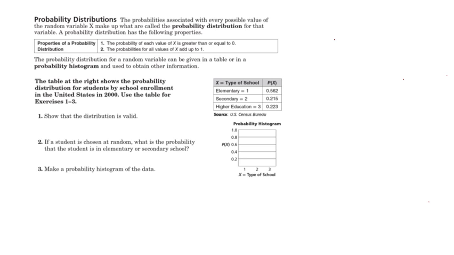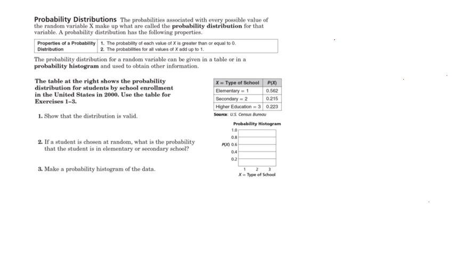The probability that student would be in secondary school, which we call high school, is 0.215, and if they were in college or higher education it would be 0.223. So being in elementary has a higher probability than being in secondary or higher education. X is the type of school, and that's our random variable. We assigned it 1 for elementary, 2 for secondary, 3 for higher education, and in the other column is the probability of those things happening.